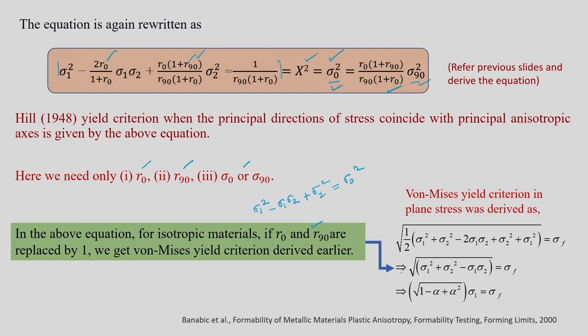So, this is what you get here, right? This is the equation you get. So, this becomes a square root of this, right? Sigma 1 square plus sigma 2 square minus sigma 1 sigma 2 equal to sigma f or sigma 0. Okay. So, you can convert this Hill's 1948 yield function in the principal coordinate system, again plane stress, into the von Mises equation which you derived long before by putting R0 R90 equal to 1. So, basically the von Mises yield function is a special case of the Hill 1948 yield function.